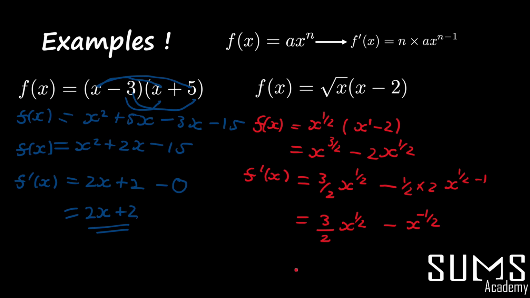So this just becomes 3 root x over 2 minus 1 over the square root of x, because it's a root and it's a negative, so it needs to go on the bottom. And that there is our final answer.